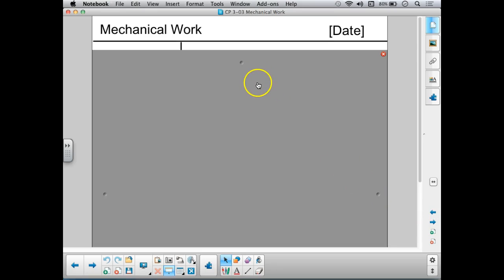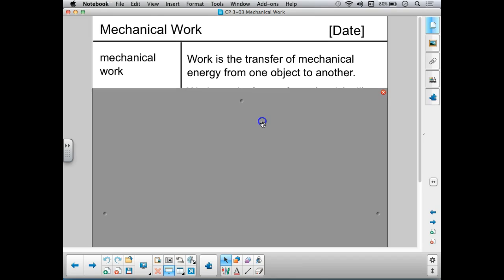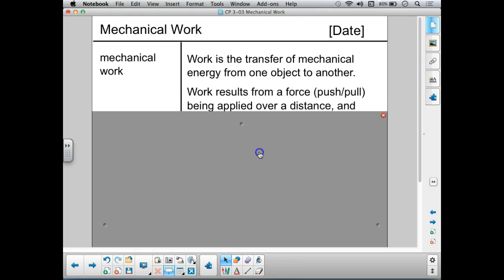So let's take some notes on mechanical work. Mechanical work is what we call the transfer of mechanical energy from one object to another. So energy can be transferred, any kind of energy can be transferred from one object to another. But when we're specifically talking about mechanical energy, GPE, KE, or EPE, then we call it mechanical work.